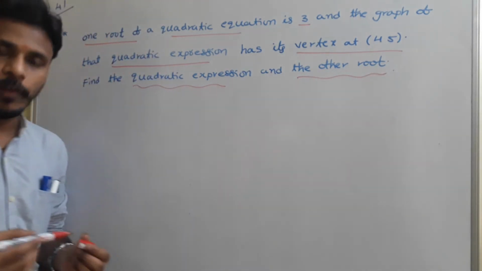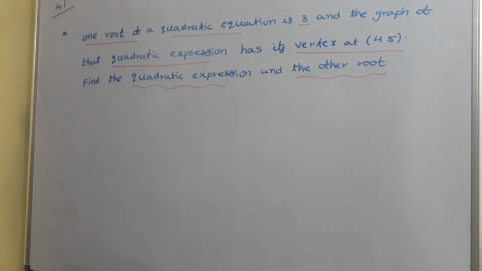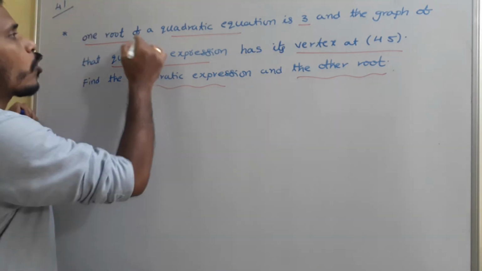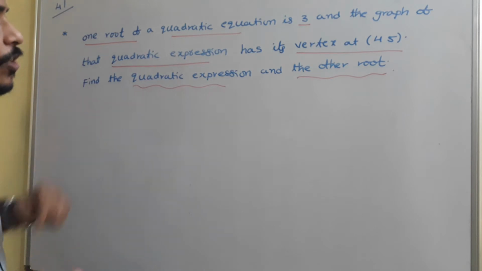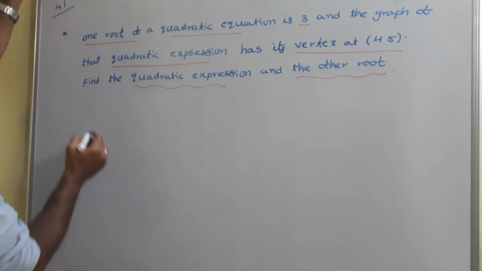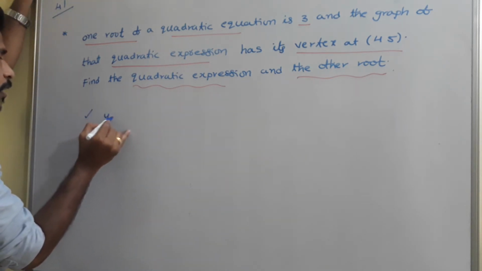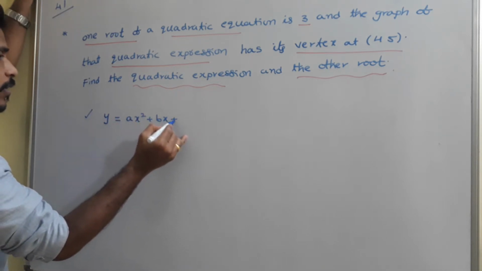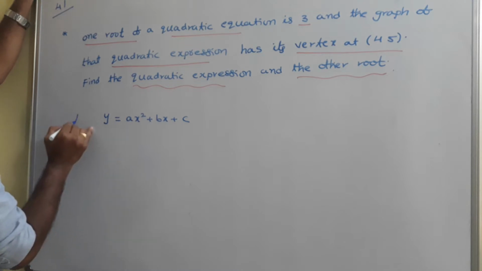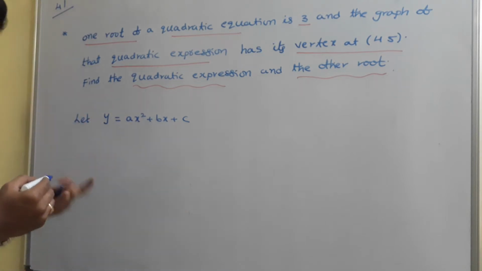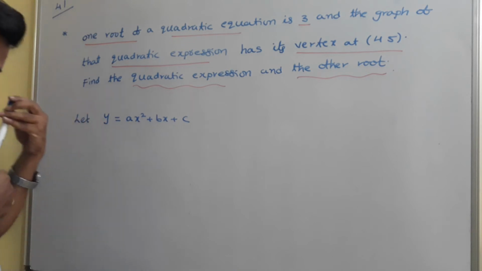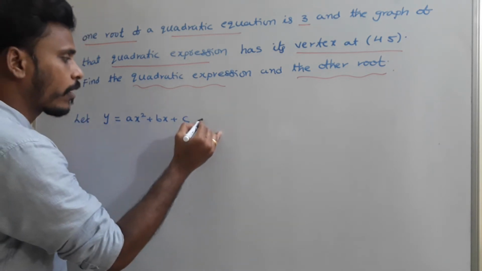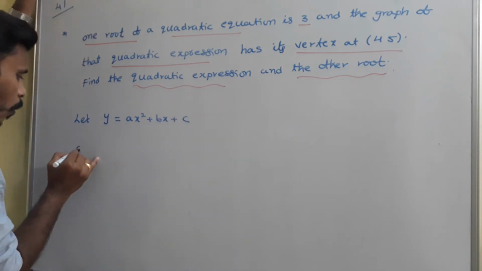This is what we need to find. First of all, look at the problem and see how to analyze the situation. One root of the quadratic equation is 3. Suppose we let our quadratic equation be y = ax² + bx + c. For this equation, one root is 3.